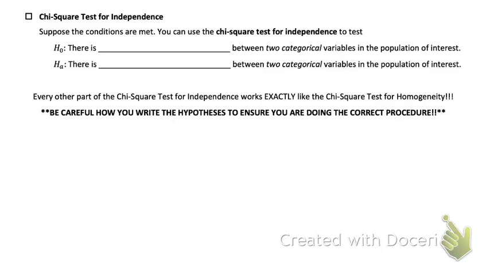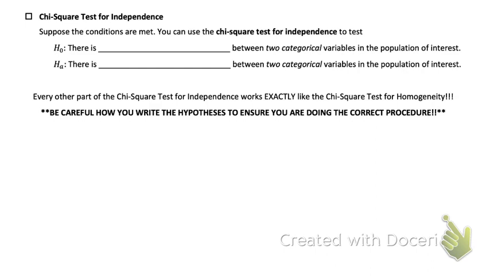So here's the really good news, ladies and gentlemen. Everything that we did for chi-square test for homogeneity is exactly the same process for the chi-square test for independence. The only difference is which one you call it, based on whether you have one population with two variables or two populations and one variable.